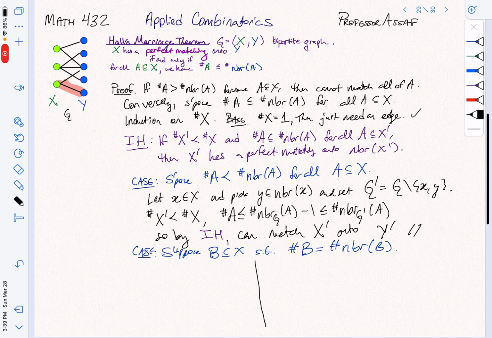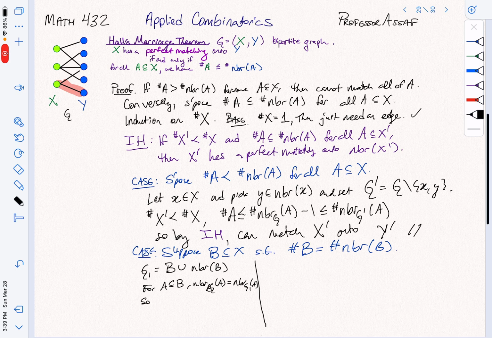So if B is exactly equal to its neighbors, it has exactly the right number of things to match it, okay? Then I'm going to let G1 be B union the neighbors of B. So the idea is that I'm going to take my B's here and suppose they exactly match up to these guys. Okay, I'm going to take those apart and match those separately from what's left. Can I always do that? Well, let's look. For A that's contained in B, we know that the neighbors in G of A are actually equal to the neighbors in G1 of A, because A is contained in B and we've taken all of B's neighbors.